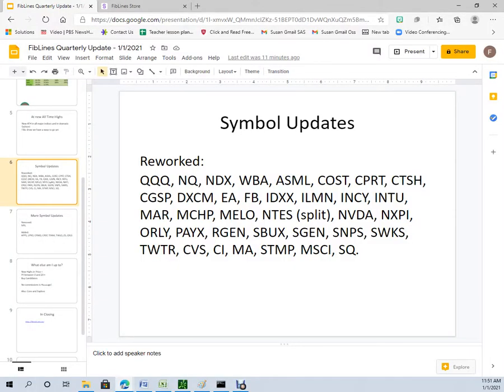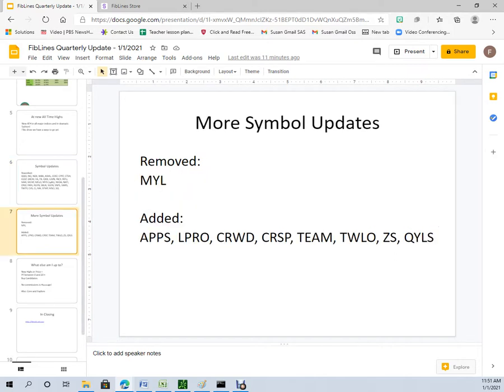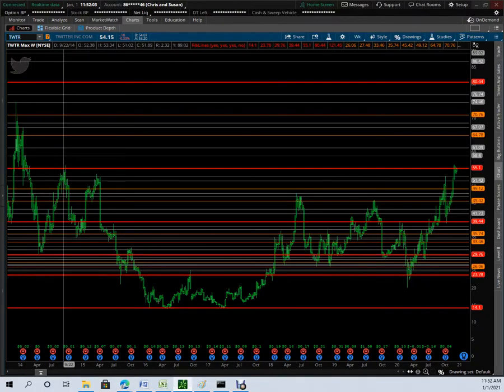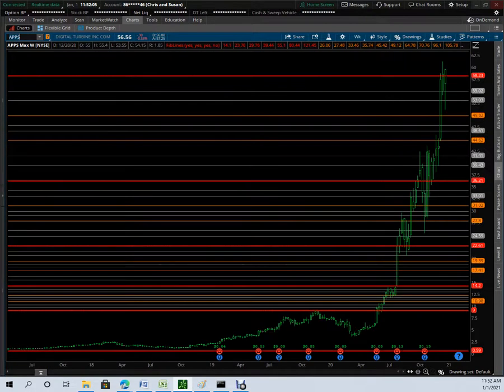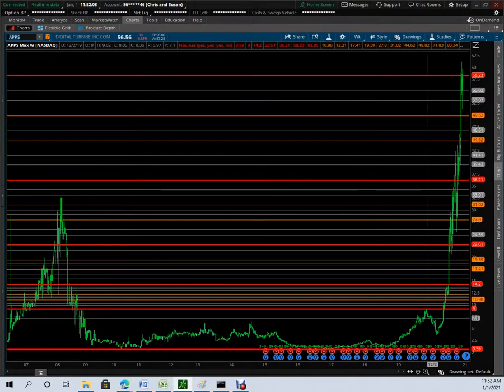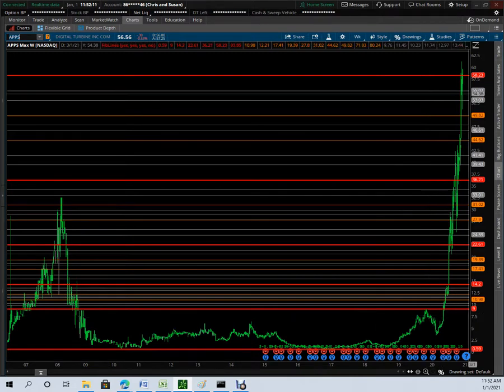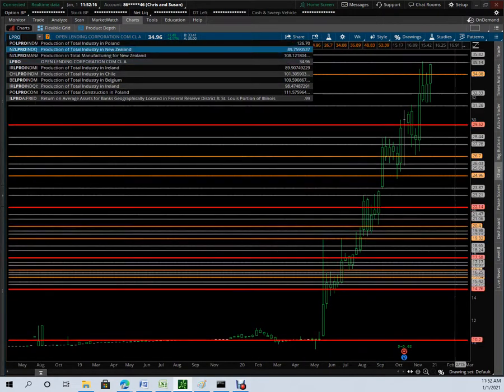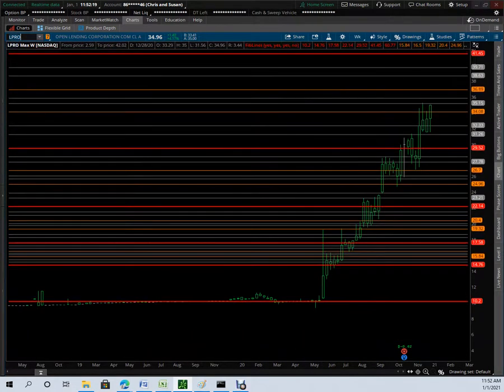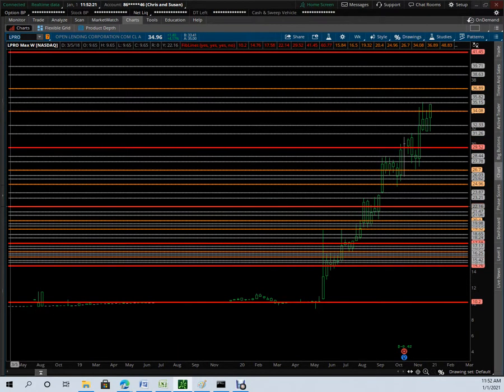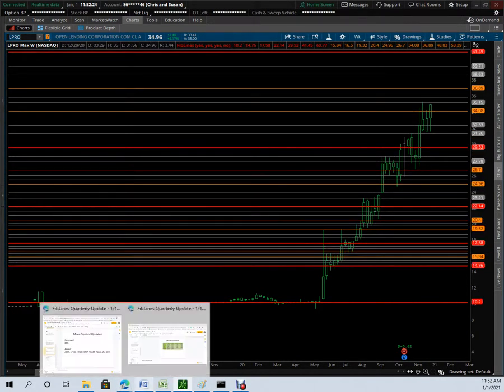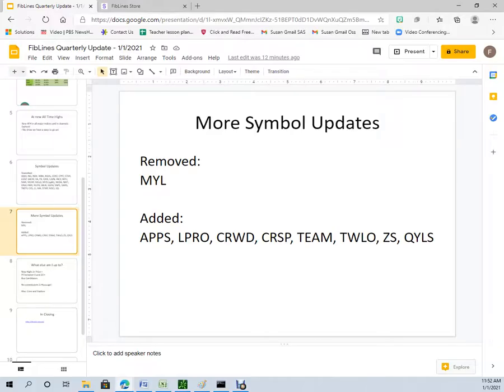Okay, and what else? Square had an incredible year. I added some new symbols: APPS, LPRO, we already looked at TWLO. APPS, an interesting one, Digital Turbine, had quite a move here. Wow, look at that. Rocketed right from the 7 level all the way to the 53 level. The other one was LPRO, LendingPro. It's a financial software company. And you wonder, how do I find these things? Well, I'll talk about that in a second, but these are the new symbols I added, mostly technology related.